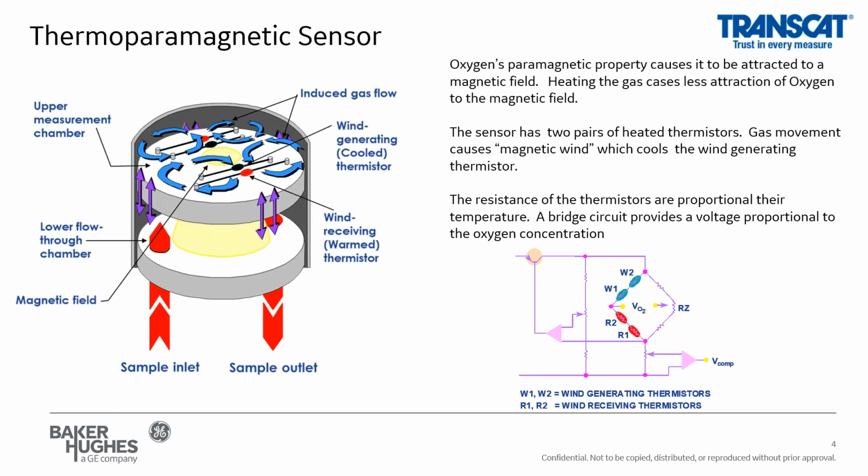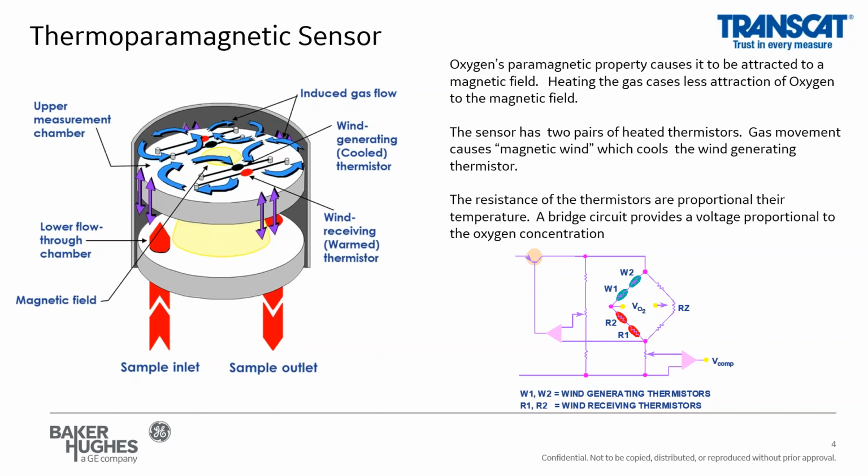As the oxygen is drawn to the magnet and passes across the heated thermistor, it loses some of that attraction, and that causes a differential pressure. Another name for differential pressure is wind. And that wind, just like you feel cooler in front of a fan, or on a winter's day you feel a lot colder when the wind is blowing via the wind chill factor, we get a cooling effect.